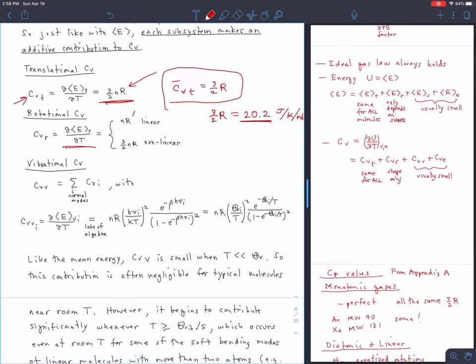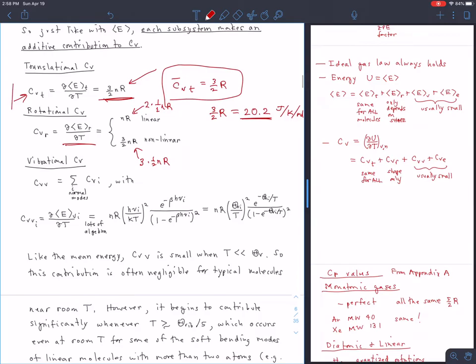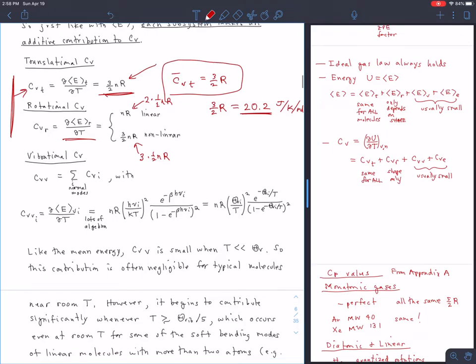That gives nR for linear and 3/2 nR for nonlinear. Again, this is 2 times 1/2 nR for 2 rotations of linear molecules, and 3 times 1/2 nR for the 3 rotations that nonlinear molecules have. So again, the 2 main contributions are universal. They don't depend on any molecular properties except for whether they're monatomic, linear, or nonlinear.